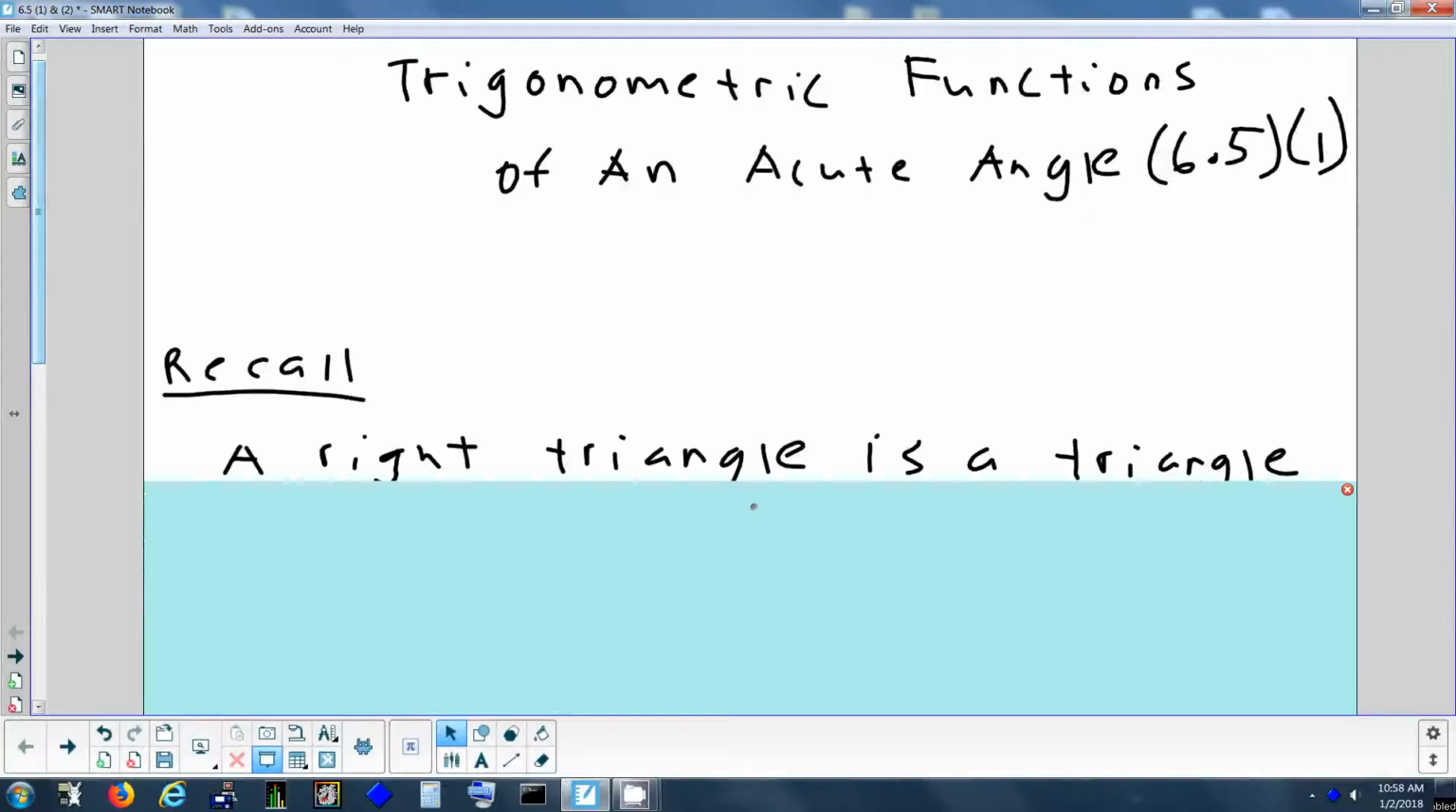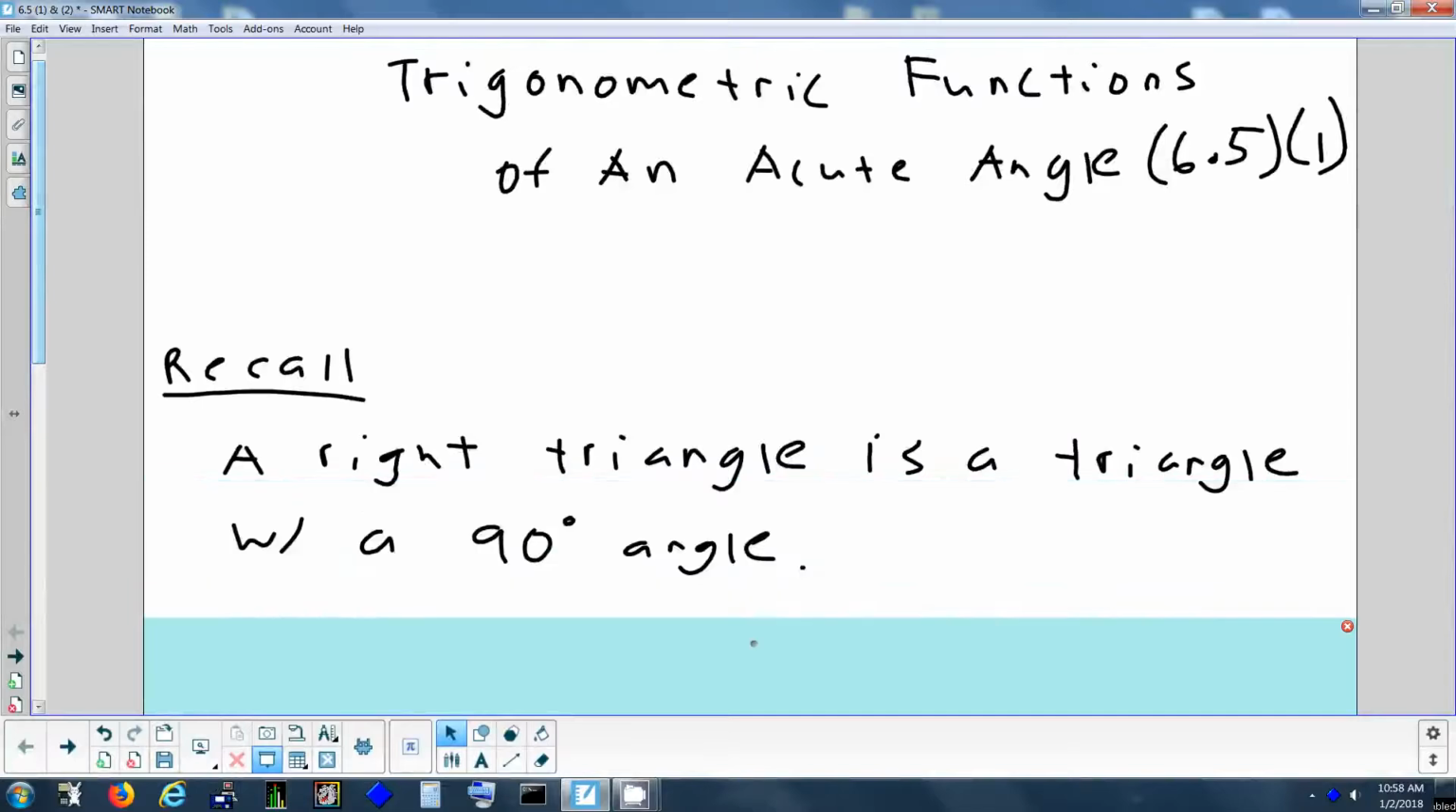So first thing, somebody tell me, what is a right triangle? What does that mean? Triangle with one angle that is 90 degrees. Right, triangle with exactly one 90-degree angle. Could it have two 90-degree angles? No. Why not? Because that would equal 180. That has to be the sum of all the angles in the triangle. Right, all the angles have to add to 180, so if two of them do, then the sides wouldn't meet.